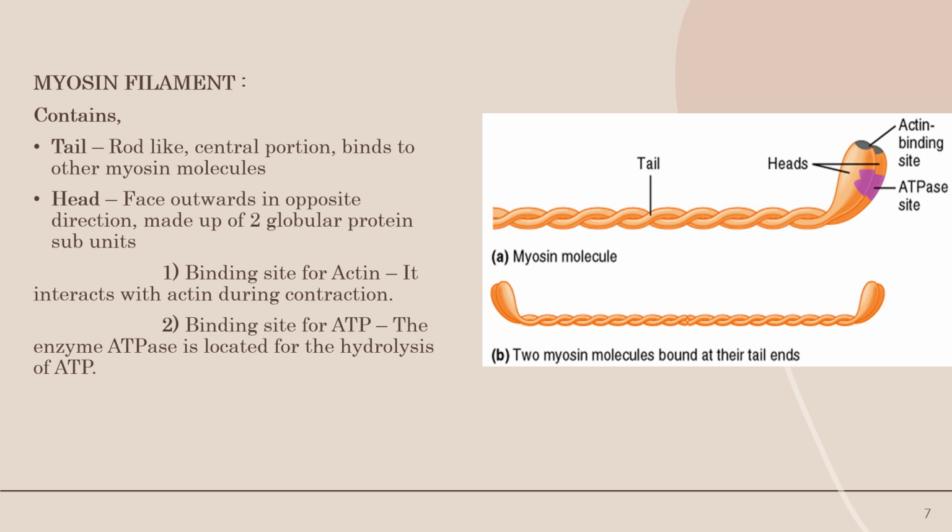Myosin filament contains a tail, which is rod-like; its central portion binds to other myosin molecules. The heads face outwards in opposite directions and are made up of two globular protein subunits. One has the binding site for actin, which interacts with actin during contraction. The other has the binding site for ATP. The enzyme ATPase is located there for the hydrolysis of ATP.